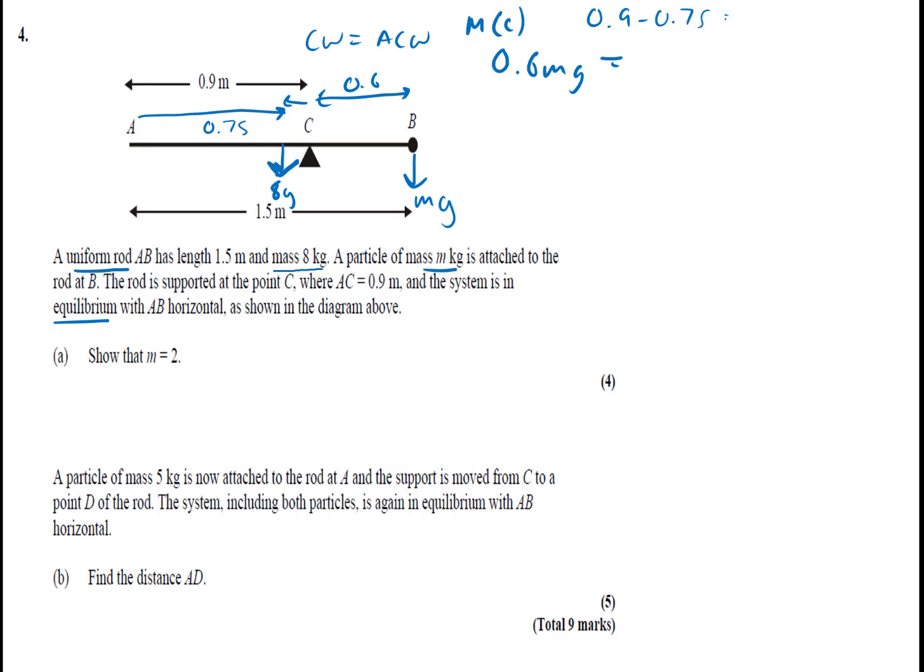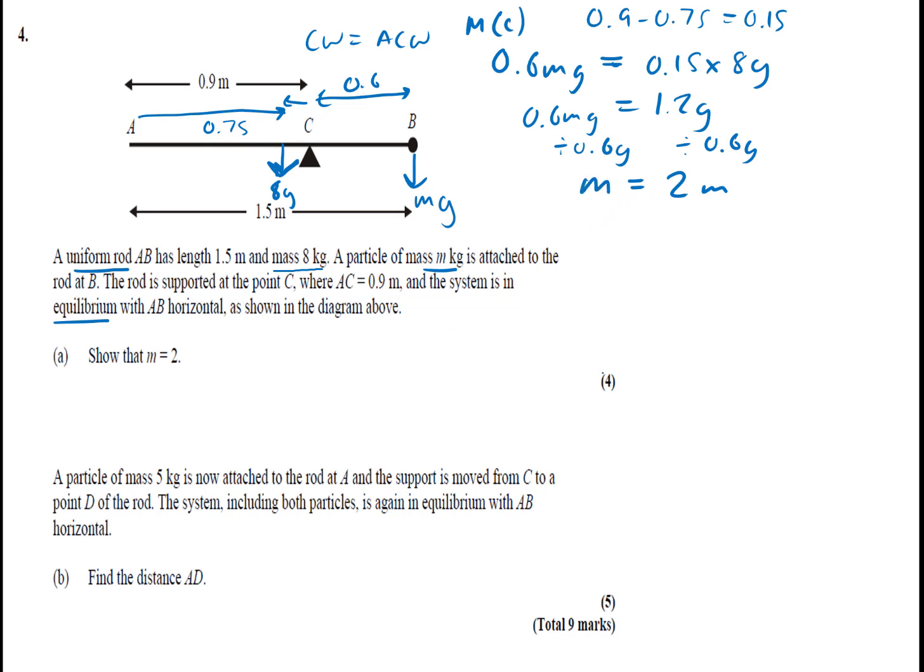So that's 0.15. So we're going to get 0.15 times 8g and 0.6 mg, and divide out by 0.6 g, and that's going to give m equals 2 meters. M equals 2 meters. That was a very nice question.